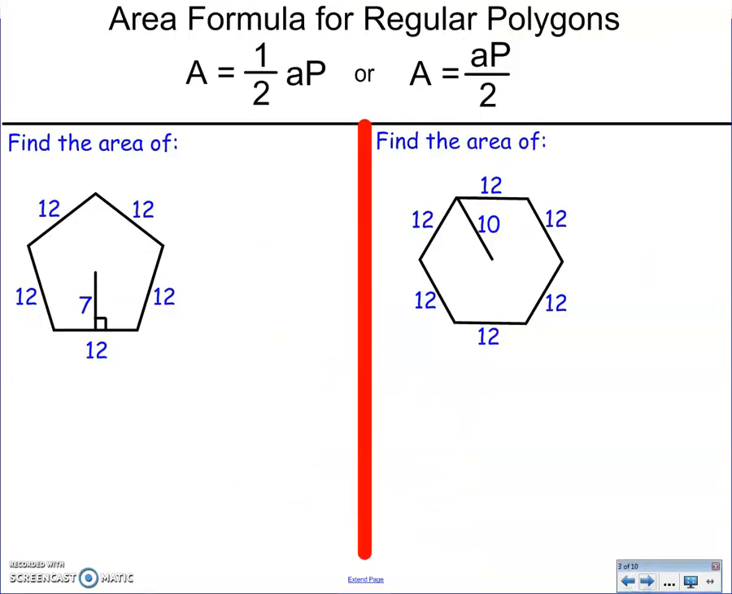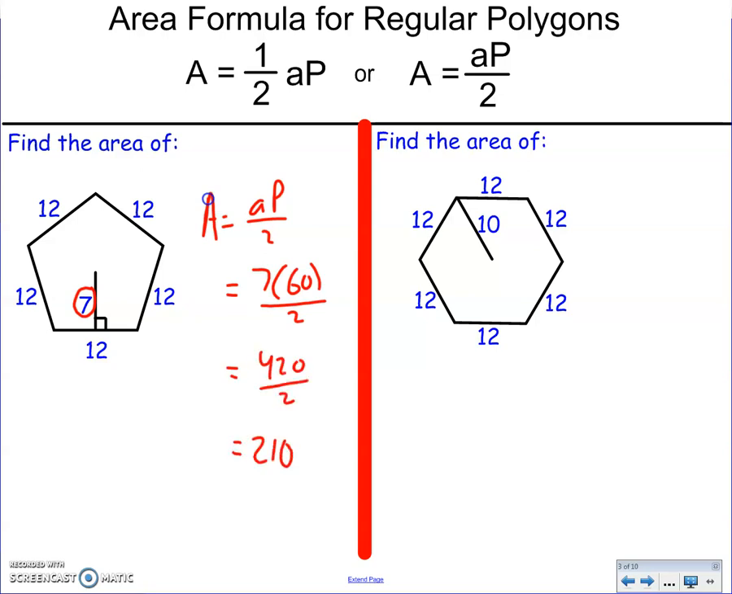All right, so now we're going to try the harder shapes. On the left, we're going to find the area of that regular pentagon, because there's 5 sides. So remember, always write the formula. Area equals a times p over 2. Fill it out. The a they gave us is 7. 7 times p, perimeter, 12 times 5, that is 60, over 2. That is 420 over 2, which is 210. No units here, so units squared.